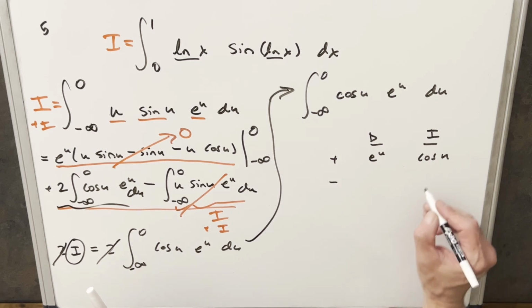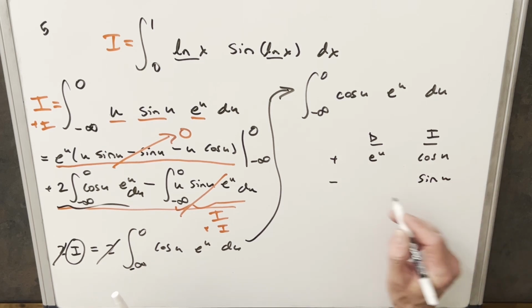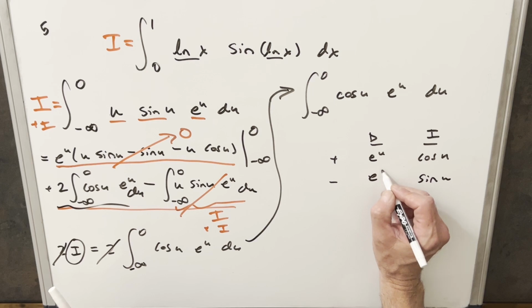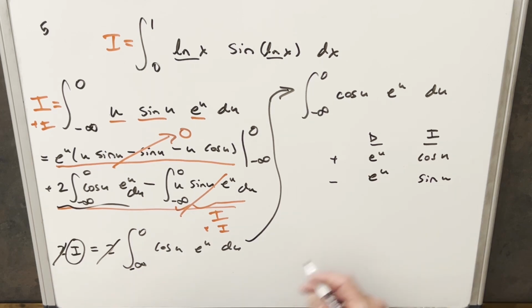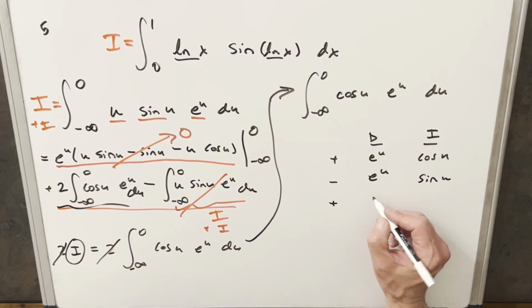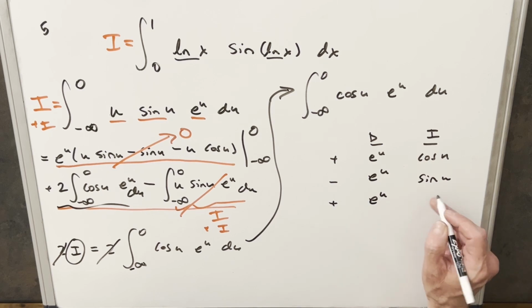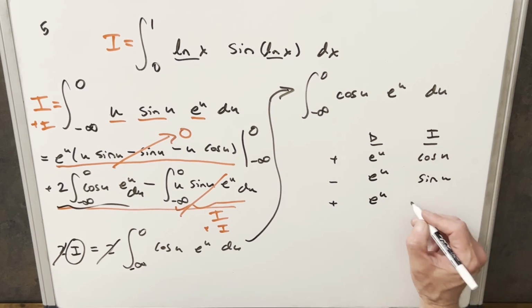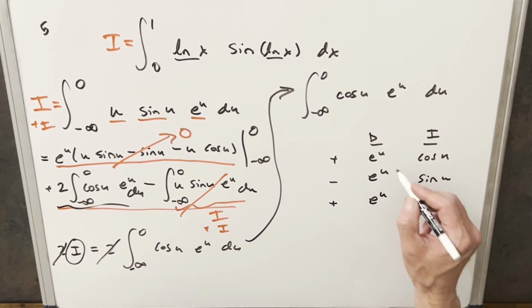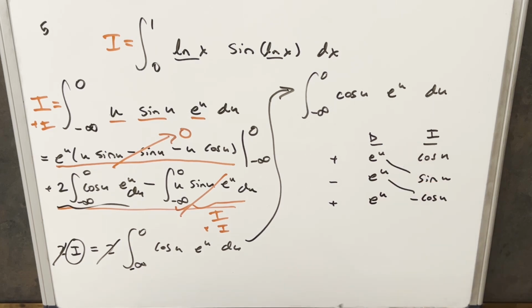I like doing it that way. So when I integrate cosine u, we're going to get sine u. I differentiate e^u, we're going to have e^u there. And I can stop here, but actually let's just do this one more time. So if I differentiate again, we get another e^u. The integral of sine u is going to be minus cosine u.